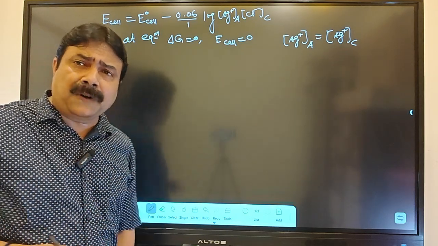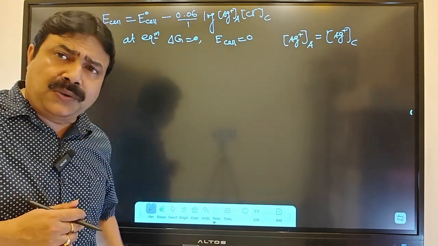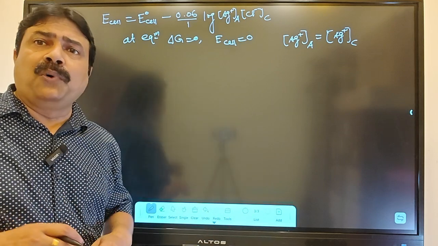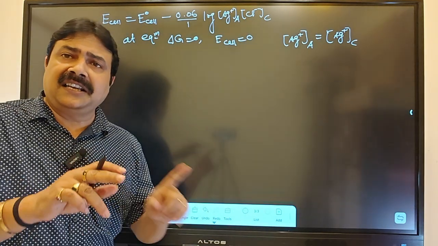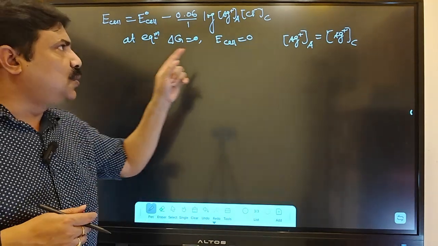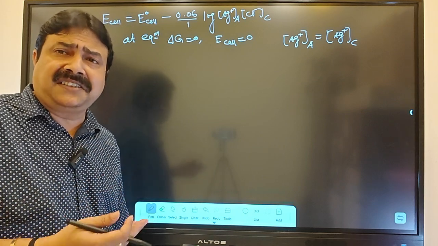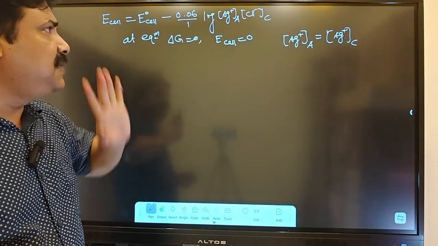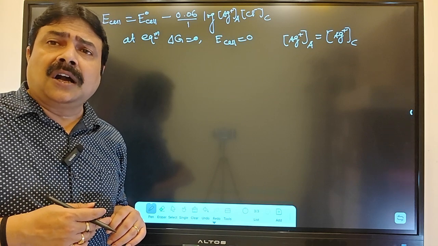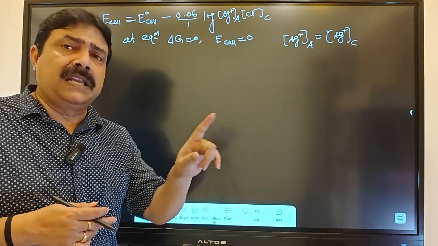That means the rate of conversion of silver to silver ion at the anode, and of silver ion to silver at the cathode, both proceed at a similar rate. So the silver ion concentration at the anode equals that at the cathode, because they reach equilibrium. At equilibrium E cell will be equal to 0, but E naught cell will not always be 0 at equilibrium. It may or may not be.